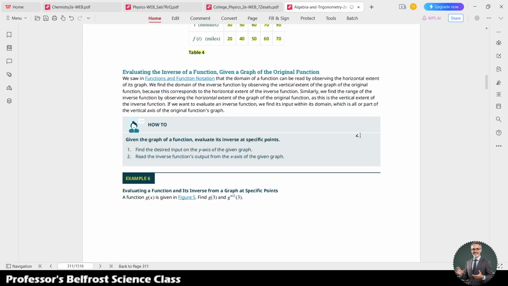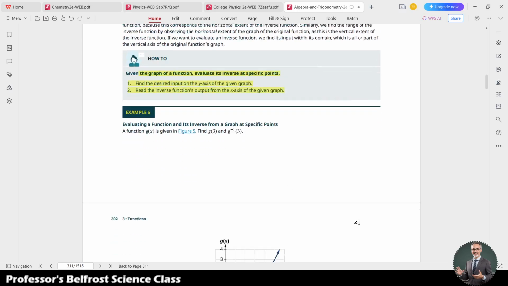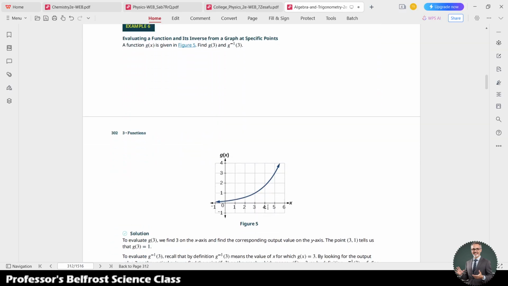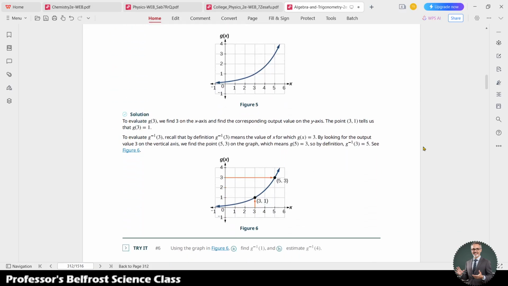Evaluating the inverse of a function, given a graph of the original function. Okay, this is again not very difficult. You just need to follow this step. Okay, so g(3) is 1, but g inverse of 3 is 5.